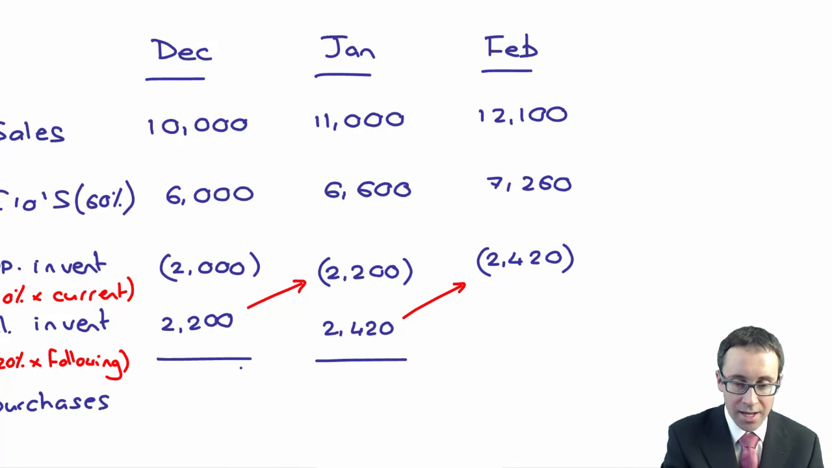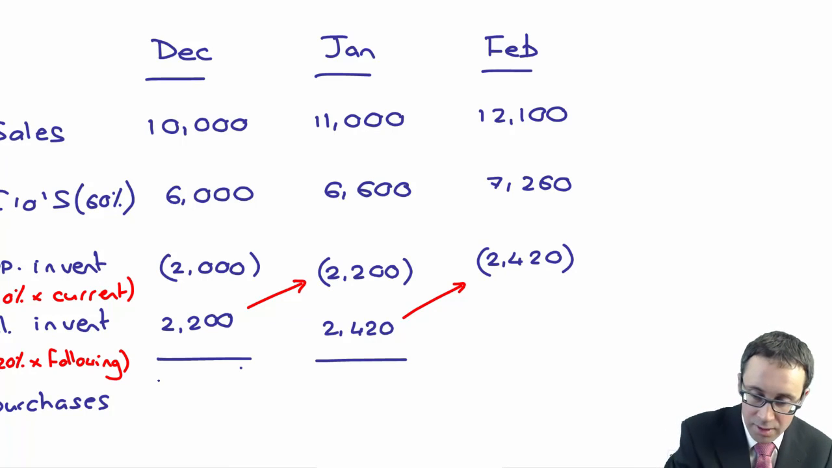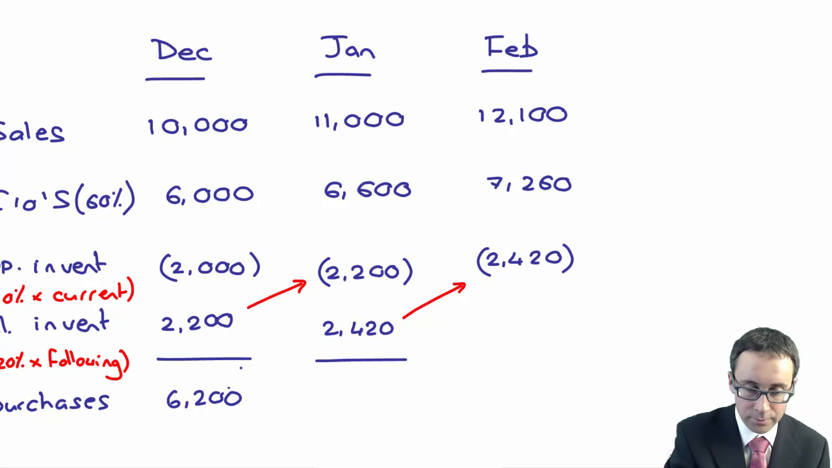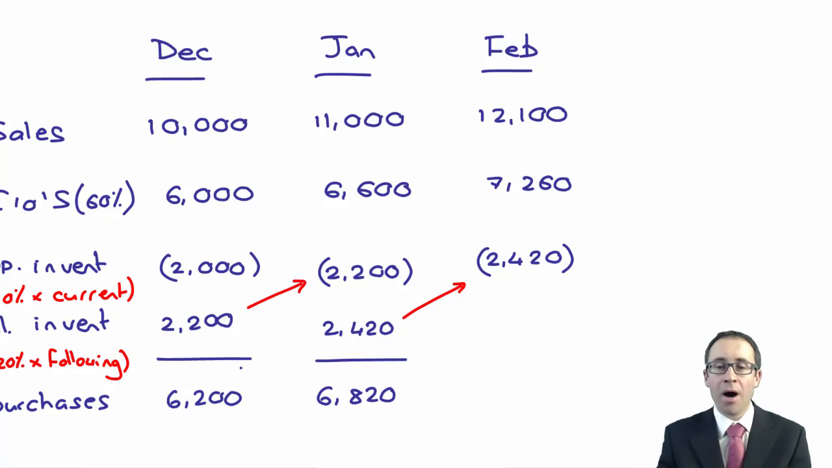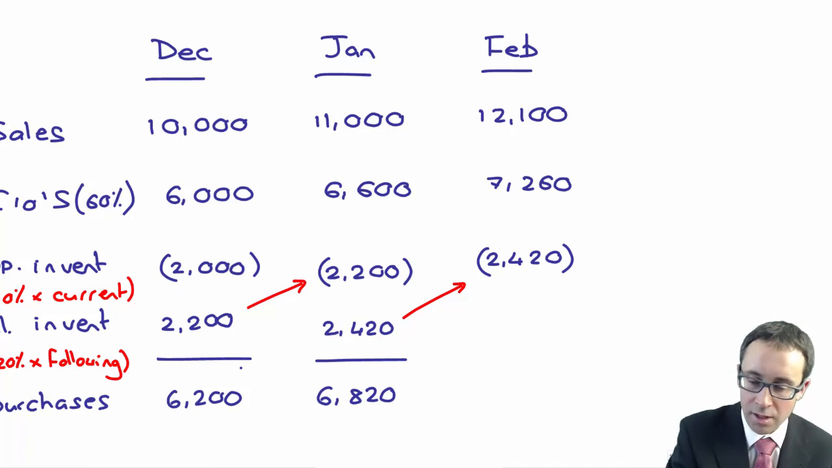So what have we got? 6,000 less 2,000 plus 2,200 gives me 6,200. And then in January, that gives me 6,820. I obviously can't work out anything for February, because for February, I would need March's sales figures.